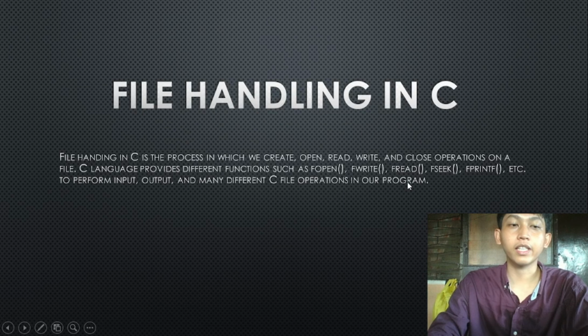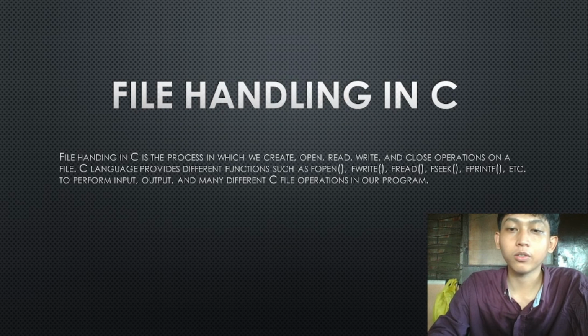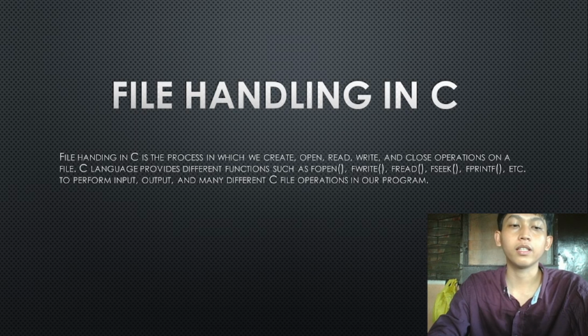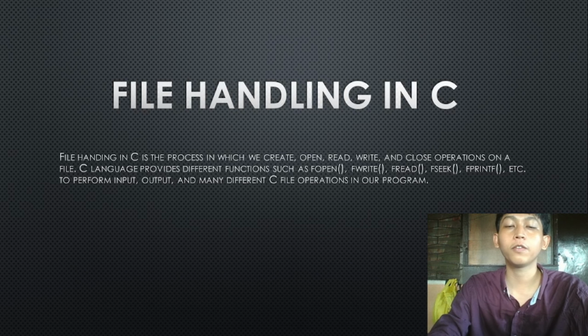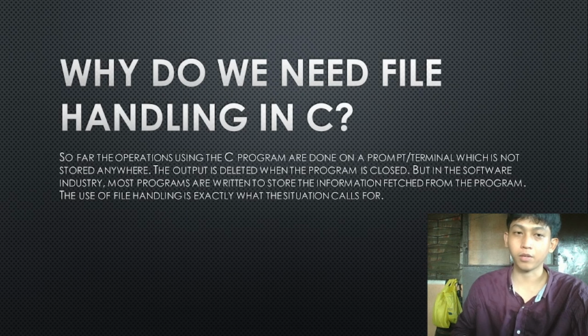File handling in C is the process in which we create, open, read, write, and close operations on a file. The C language provides different functions such as fopen, fwrite, fread, fseek, fprintf, etc. to perform input, output, and many different file operations in our program.